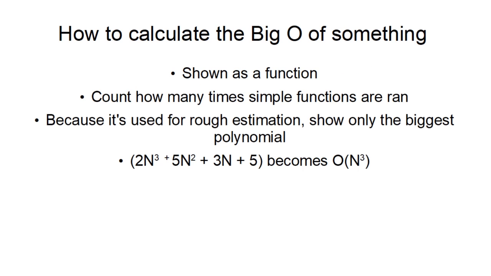So, how would you calculate big O? Well, you show it as a function, and really, it's a little weird to get your head around, but once you understand it, it's pretty simple and straightforward. Really, you do something like counting how many times a simple function or basic thing happens. So, like in a sort algorithm, you would count up how many times a comparison happens. And because it's used for a rough estimate, we're only showing the biggest polynomial. So, something like 2n cubed plus 5n squared plus 3n plus 5 would just be big O of n cubed.